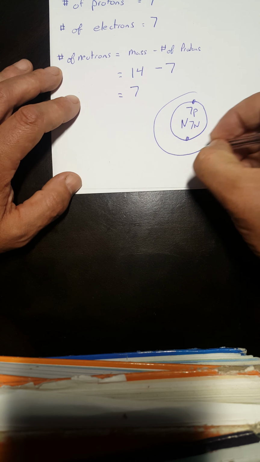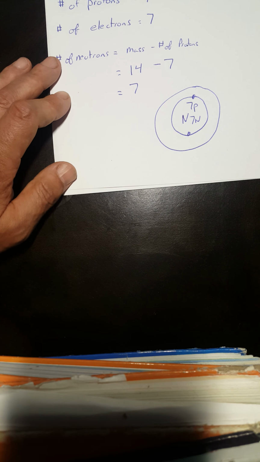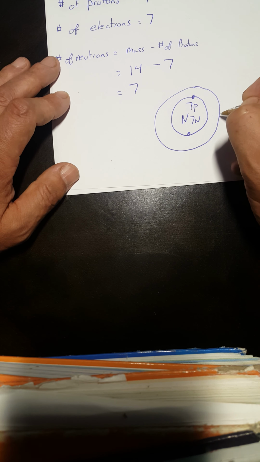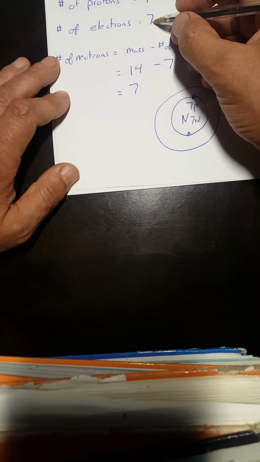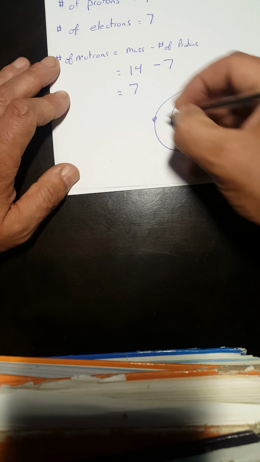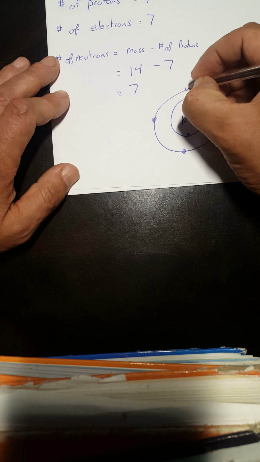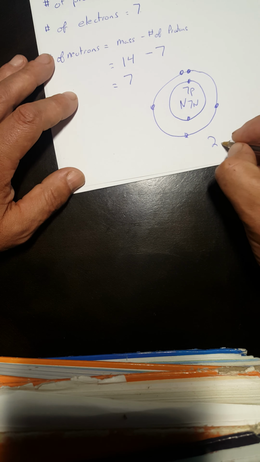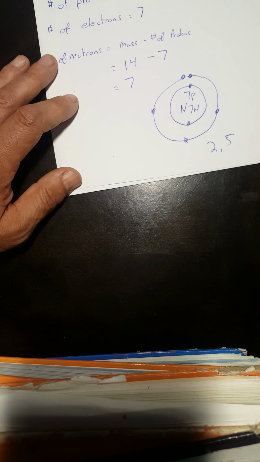Then we draw another ring. The first ring only holds 2, which you'll learn more about in future chemistry. For now, just know it only holds 2. The next ring holds up to 8. We only have 5 left, since 7 minus 2 is 5. So we're going to put 5 in this next ring. The way I like to do it is you go around like that, and then you start to double up. So your electron configuration for nitrogen is going to be 2, 5.